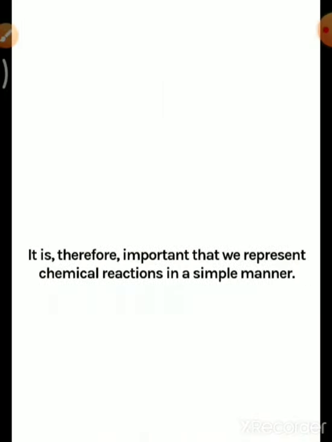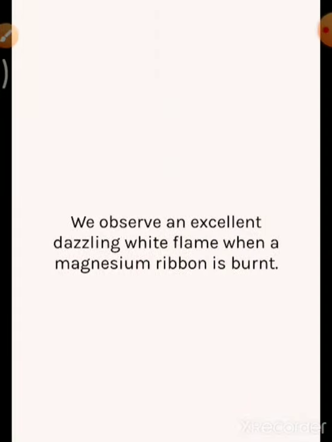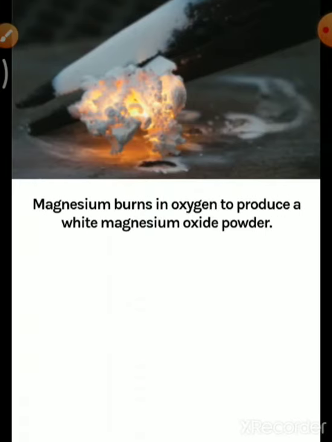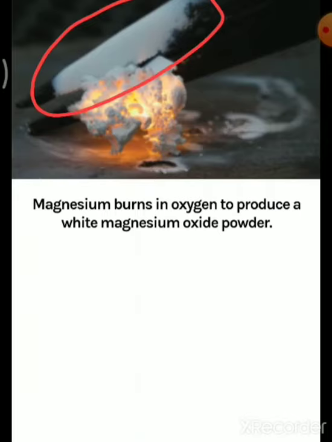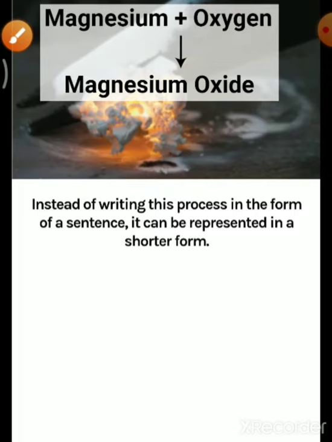It is therefore important that we represent chemical reactions in a simple manner. We observe an excellent dazzling white flame when a magnesium ribbon is burnt. In the picture, you can see how magnesium burns in oxygen to produce a white magnesium oxide powder. So in the word equation we can write: magnesium plus oxygen gives rise to magnesium oxide.